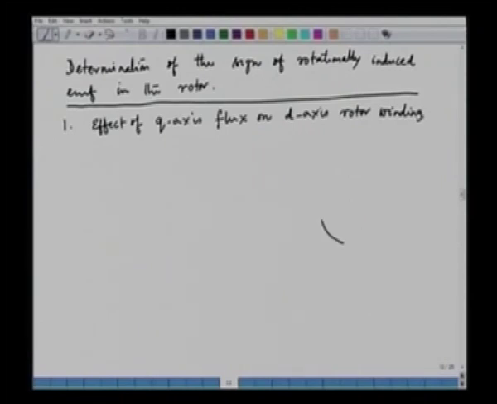So, we have the rotor winding here, and what we are trying to find out is the effect of the q axis flux. The q axis flux is here. This is the q axis, and this is linking the rotor. So, I will call this psi qr, and I am trying to find out the effect of the q axis flux on the d axis rotor winding.